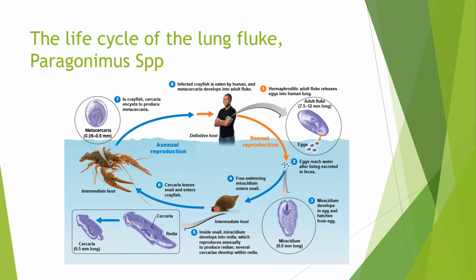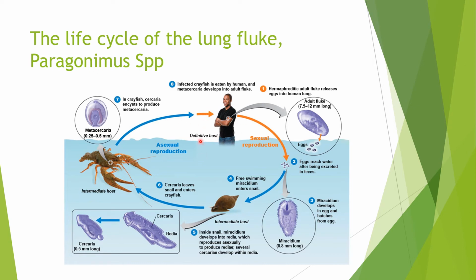Now, these snails are what we refer to as intermediate hosts. There's another intermediate host, and that would be the crayfish. What are intermediate hosts? Intermediate hosts are basically hosts for the lung fluke, and this is where the lung fluke is going to go through asexual reproduction. So intermediate hosts, that's where asexual reproduction takes place.